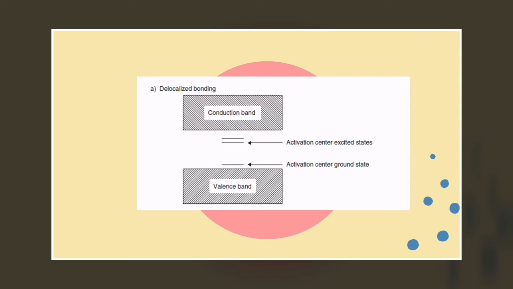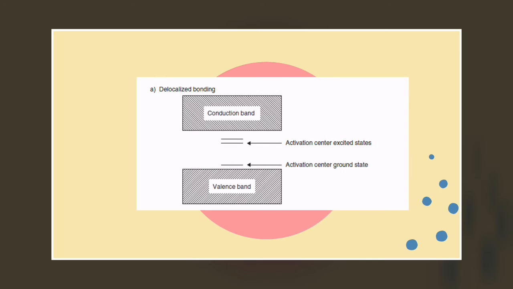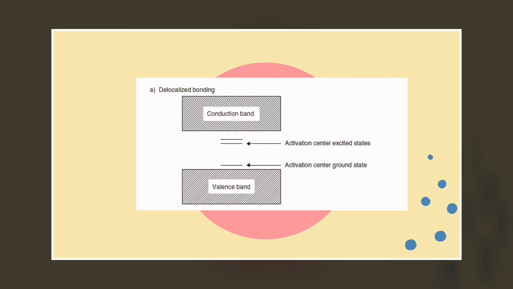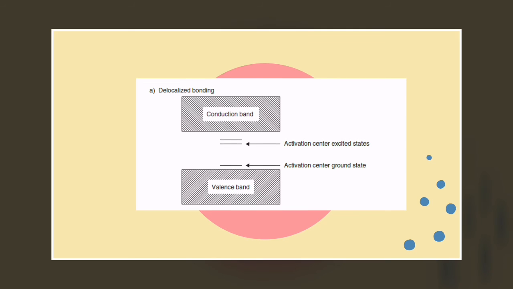Once these electrons come from the conduction band to the activation center excited state, and one electron goes from the activation center ground state to the valence band, there is a hole at the valence band and also at the conduction band. This transition from the activation center excited state to the activation center ground state is possible. When the electron comes back to the ground state, it releases a photon of energy corresponding to the band gap.